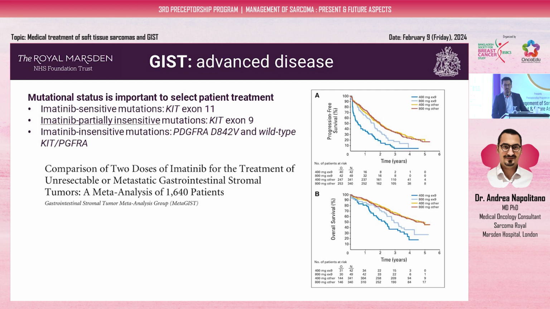There have been a number of studies comparing two doses of imatinib, 400 milligrams and 800 milligrams, and the MetaGIST meta-analysis of more than 1,600 patients shows that the increase in the dose doesn't have any impact on progression-free survival and overall survival for patients with KIT exon 11 mutations. But if you have a KIT exon 9 mutation, you can actually improve outcomes of your patients. But again, the use of 800 milligrams in KIT exon 9 patients is not uniform across countries. So in many places, these patients are treated with 400 milligrams. But if you have access to 800 milligrams, this could be a very reasonable choice for patients with KIT exon 9 mutations.